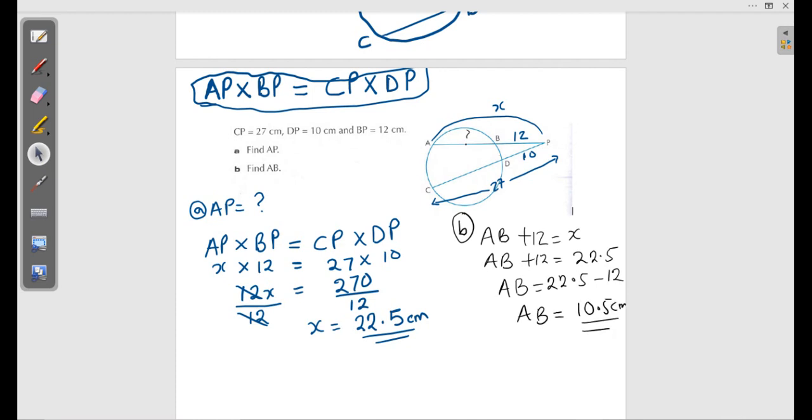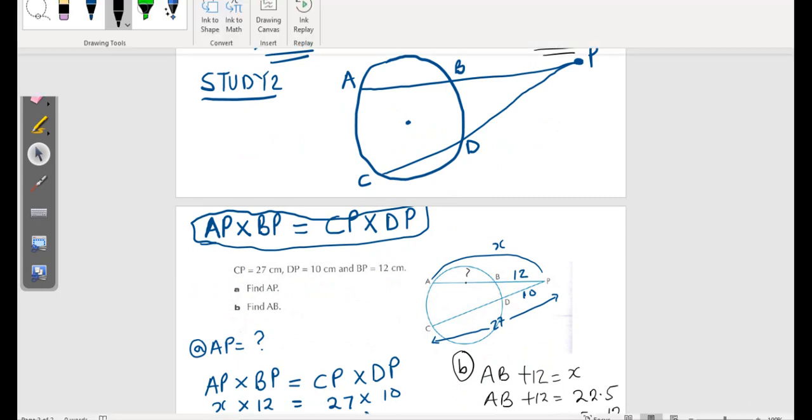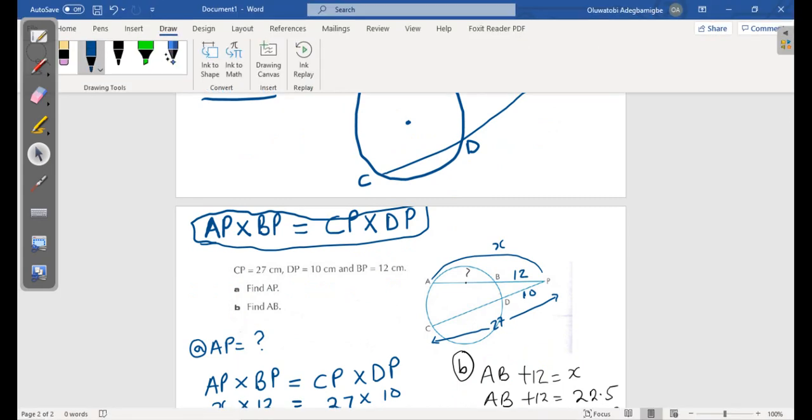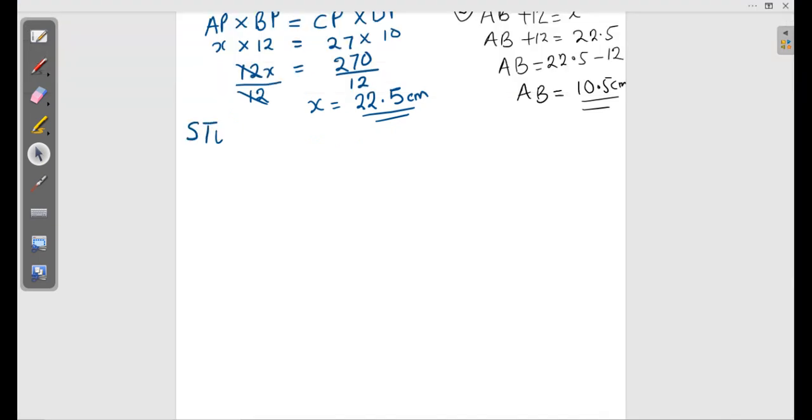Great. Now that is the first two studies. Now let's look at the third study. This is the third study that has to do with the tangent. When it has something to do with the tangent, what do we do? That's really easy as well.